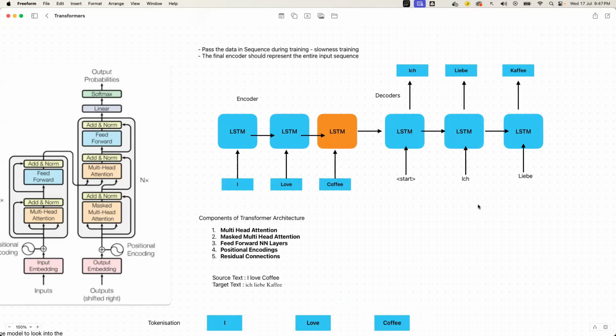Do you guys agree with me? I'm just shifting one step towards the right. If I've got ik in the first step, I'm sending the ik in the second step in the decoder. So is everyone with me so far? That is how I'm sending the data. I'm sending in the data by shifting one position towards the right.